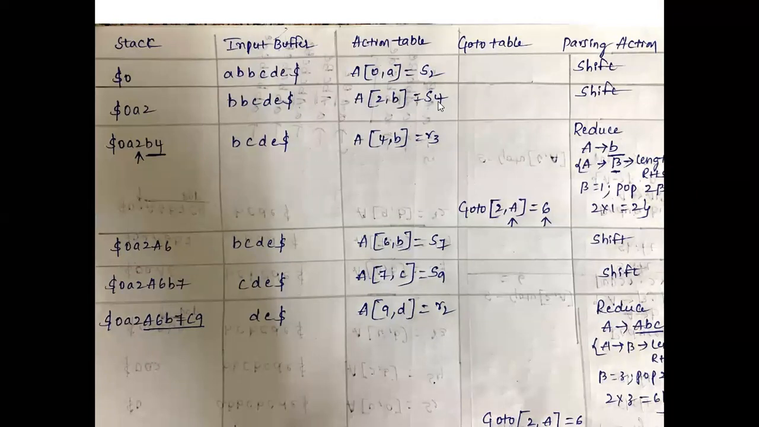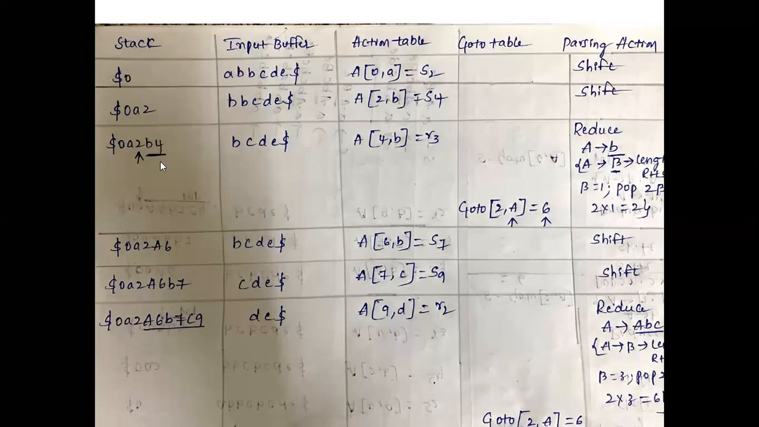S4 means shift. We need to perform the shift operation. What we are shifting is this B. First we shift B and then shift the 4 on top of the stack. Now the stack contains 0 A 2 B 4 and the input buffer is B, C, D, E, $.